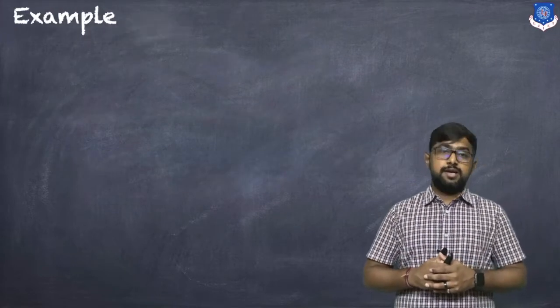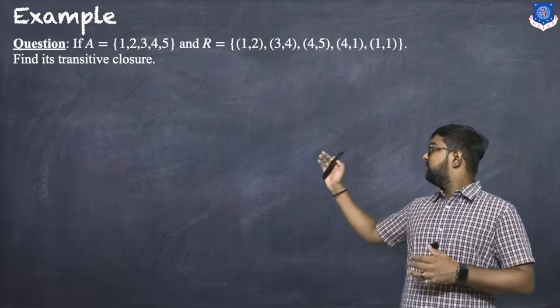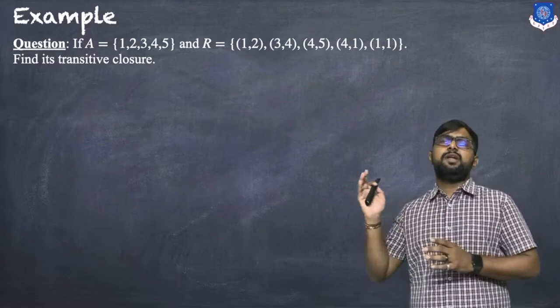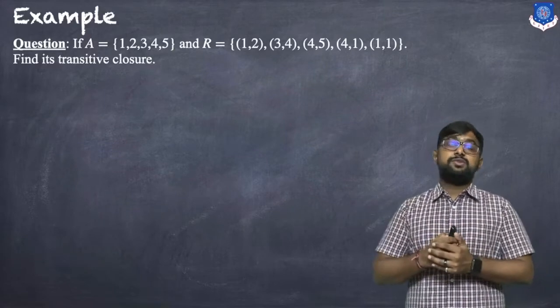Let us take another example. If A equals {1, 2, 3, 4, 5} and R equals {(1,2), (3,4), (4,5), (4,1), (1,1)}, it is given. So find its transitive closure.